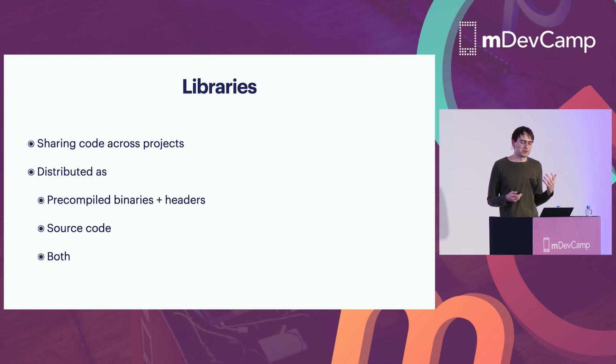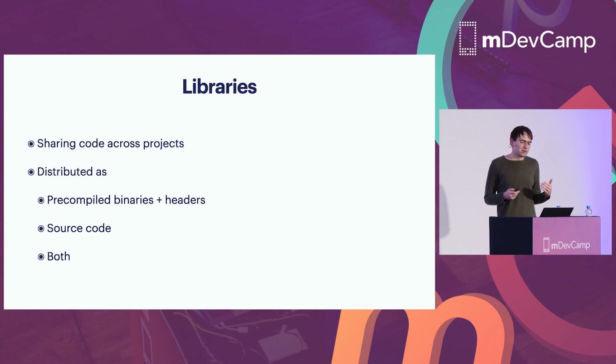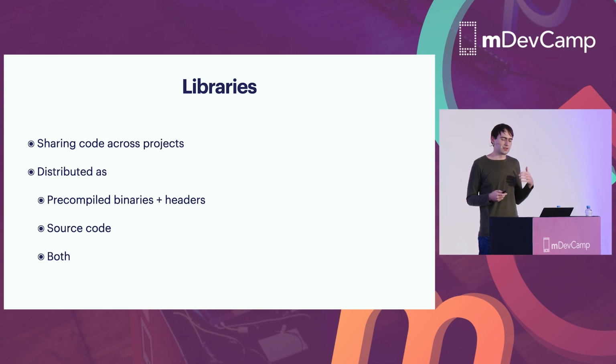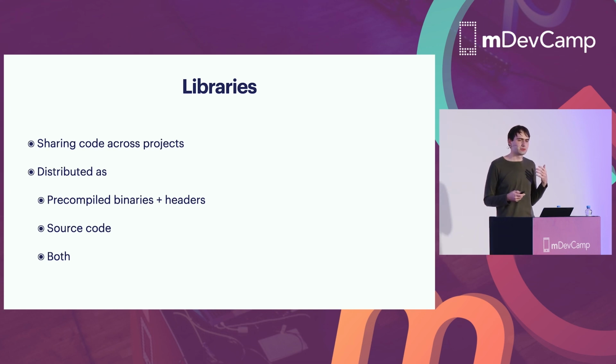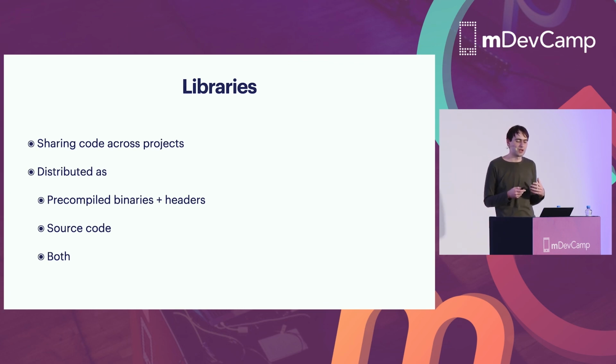Let's look at how they are distributed. First of all, there are multiple options. We have the option of distributing the precompiled binaries plus their headers, like in the JVM world, where we would have the jar file. We also have the option of distributing only the source code, and the idea here is that the user will compile the library on their own machine for the targets that they need. And we also have both.